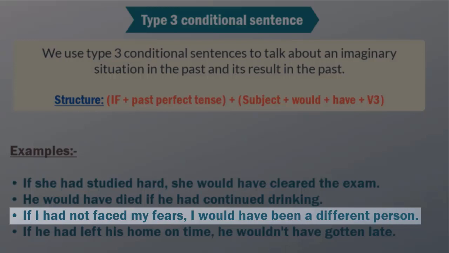Next example. If I hadn't faced my fears, I would have been a different person. So the condition is a negative condition. If I had not faced my fears, condition, this would have been the outcome. I would have been a different person. And here, been is a main verb, guys. Past participle of the verb be.